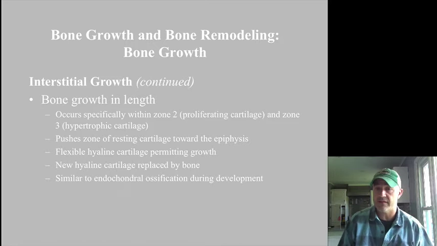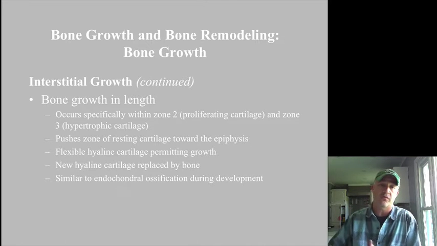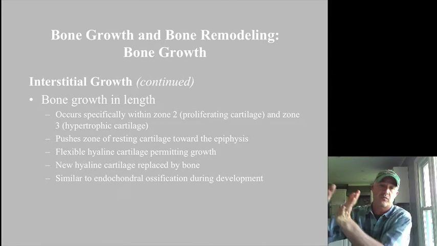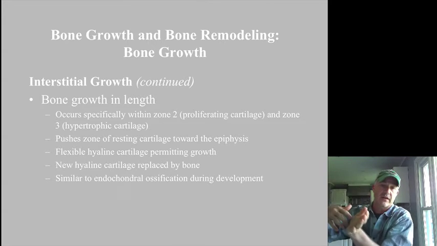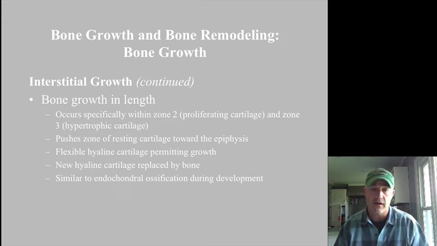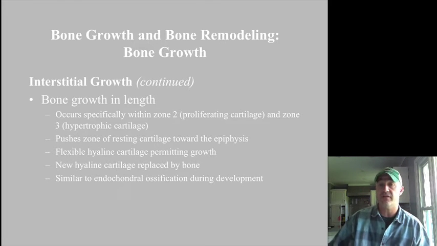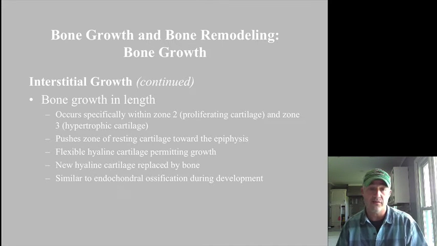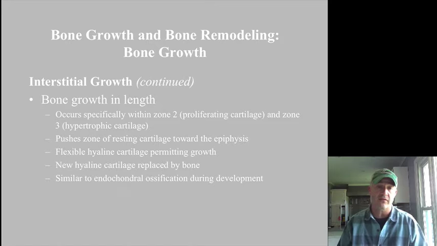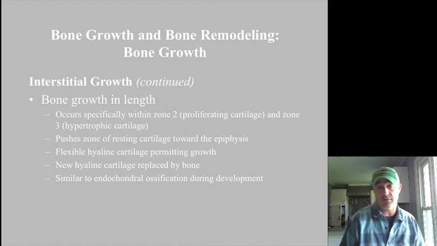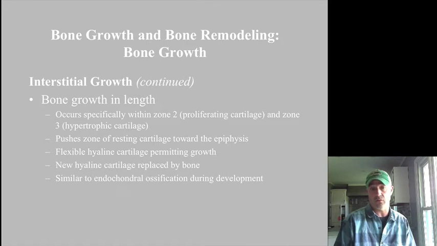So the length really is that zone 2 to zone 3, where you're getting these much larger cells here that push more and more cartilage towards the epiphysis, which keeps the bone getting a little bit longer. As long as this hyaline cartilage is continually being replaced and continues to grow, the bone can continue to get longer. Sooner or later, what happens is that hyaline cartilage is completely replaced by bone, and at that point, that growth plate, or that epiphyseal plate, has finished its growth.